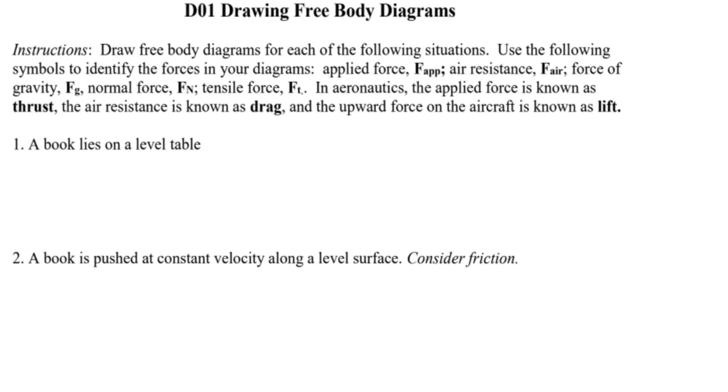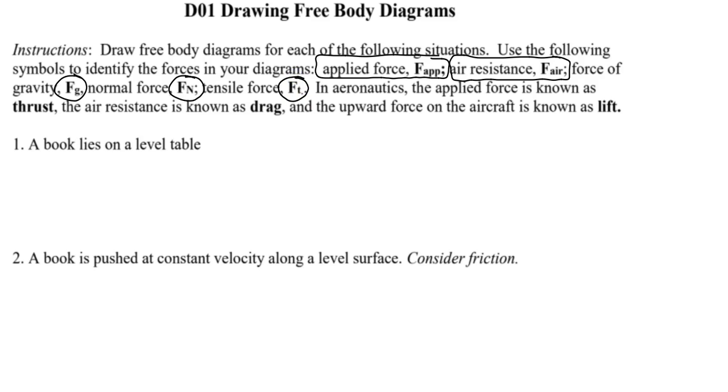All right, so today we're going to begin our discussion of drawing free body diagrams. So we have the D01 worksheet here, drawing free body diagrams. And the instructions say, for each of the following situations, use the following symbols to identify the forces in your diagrams. So applied force is F ap, air resistance is F air, force of gravity is Fg, normal force is Fn, tensile force or tension is Ft.